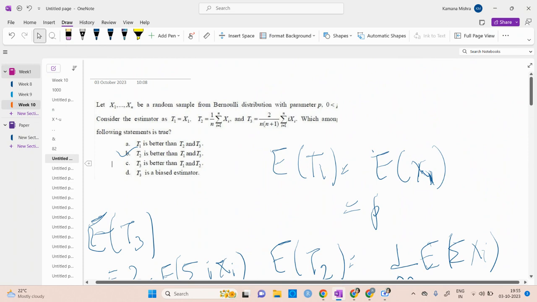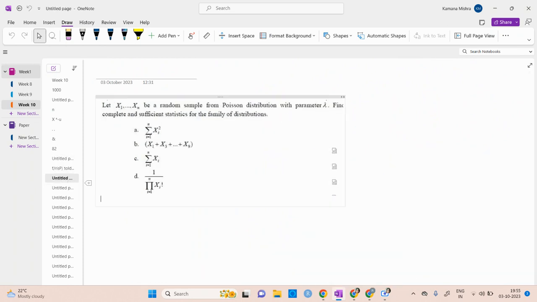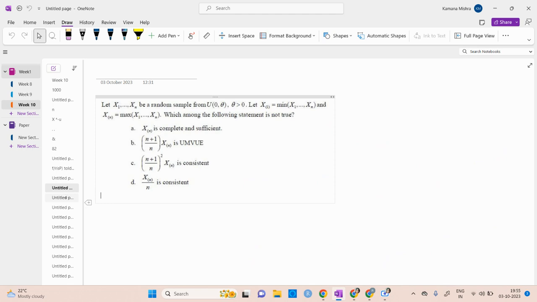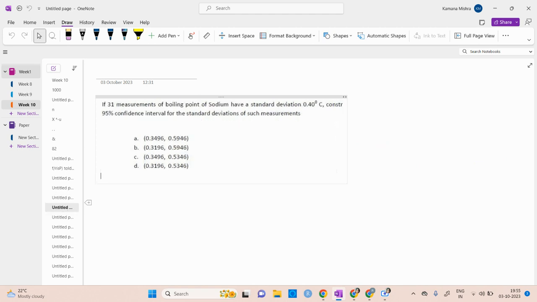Okay, so this question we have solved already, and this we have solved. This is for a statistic, and this is for mean square, like we have done. So you can do it. This is for the standard deviation measurement.